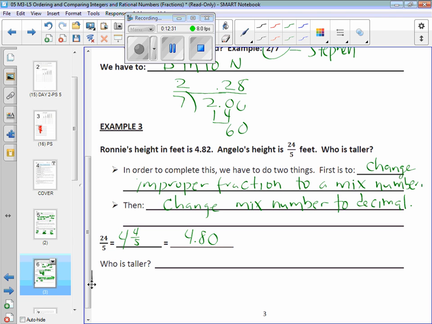Okay. So who's taller, guys? 4.82, which is Ronnie, or 4.8, which is Angelo? Oh, we have to read it. Go ahead. All right, which is who? All right, Ronnie is taller.